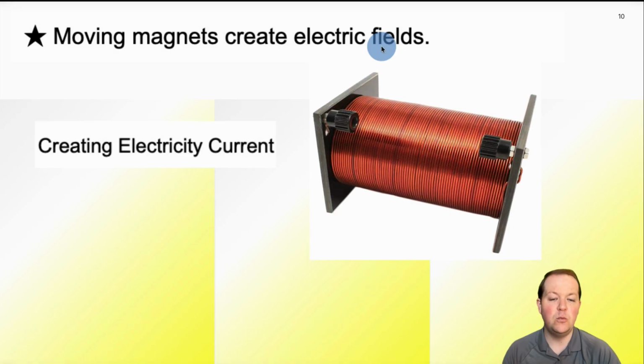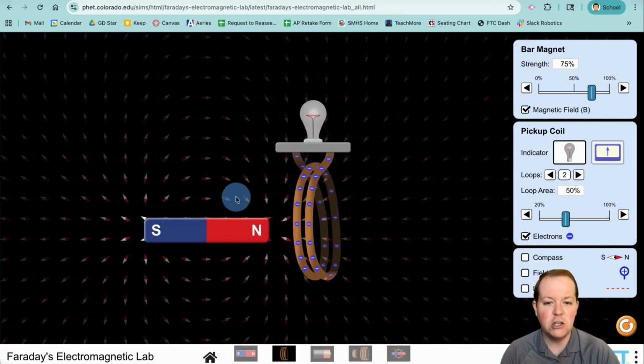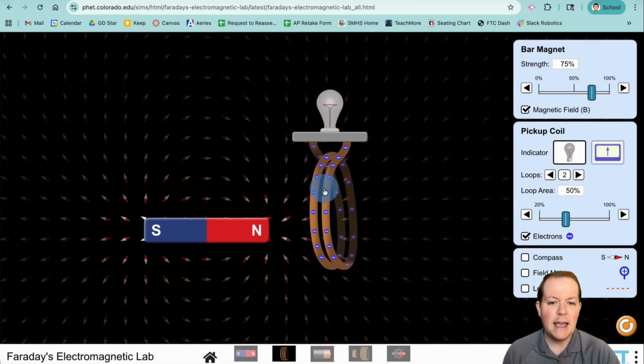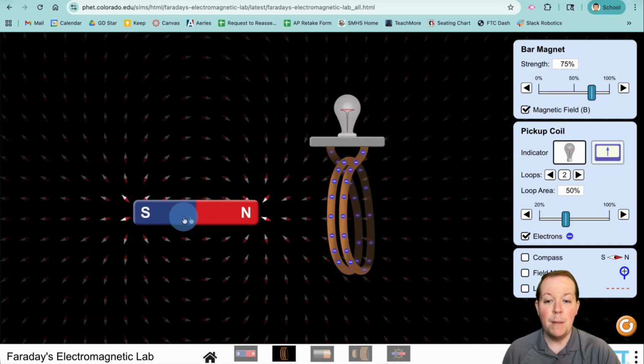If you're in my own class, we may have done a mini lab where we were dropping objects in this coil of wire and we were detecting some electricity, but this is a fact. Moving magnets create electric fields. I can show that with one final PhET simulation. This one looks very, very similar to the prior one, but in this one, I'm not really going to move this coil around. I'm going to move this magnet. Remember, magnets have a magnetic field because of that magnetic force.